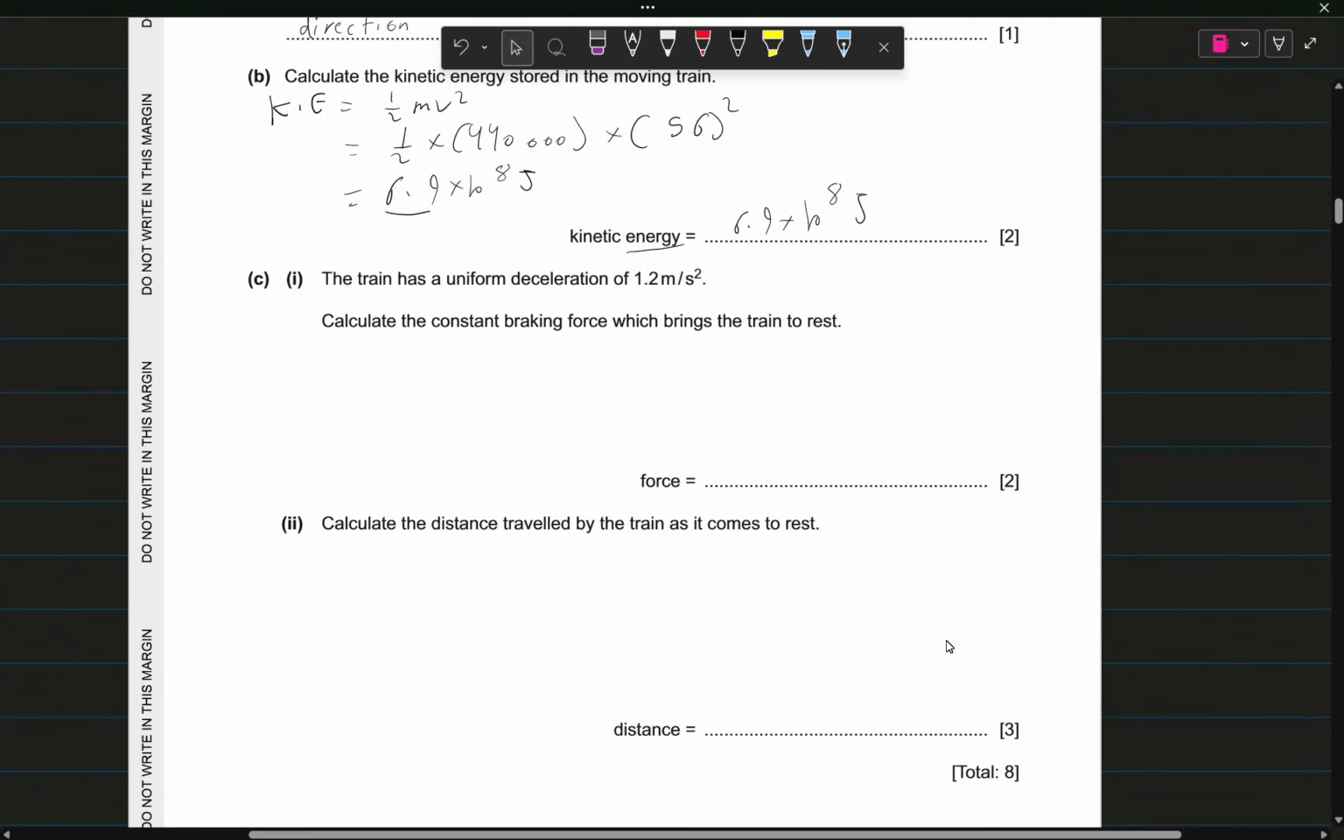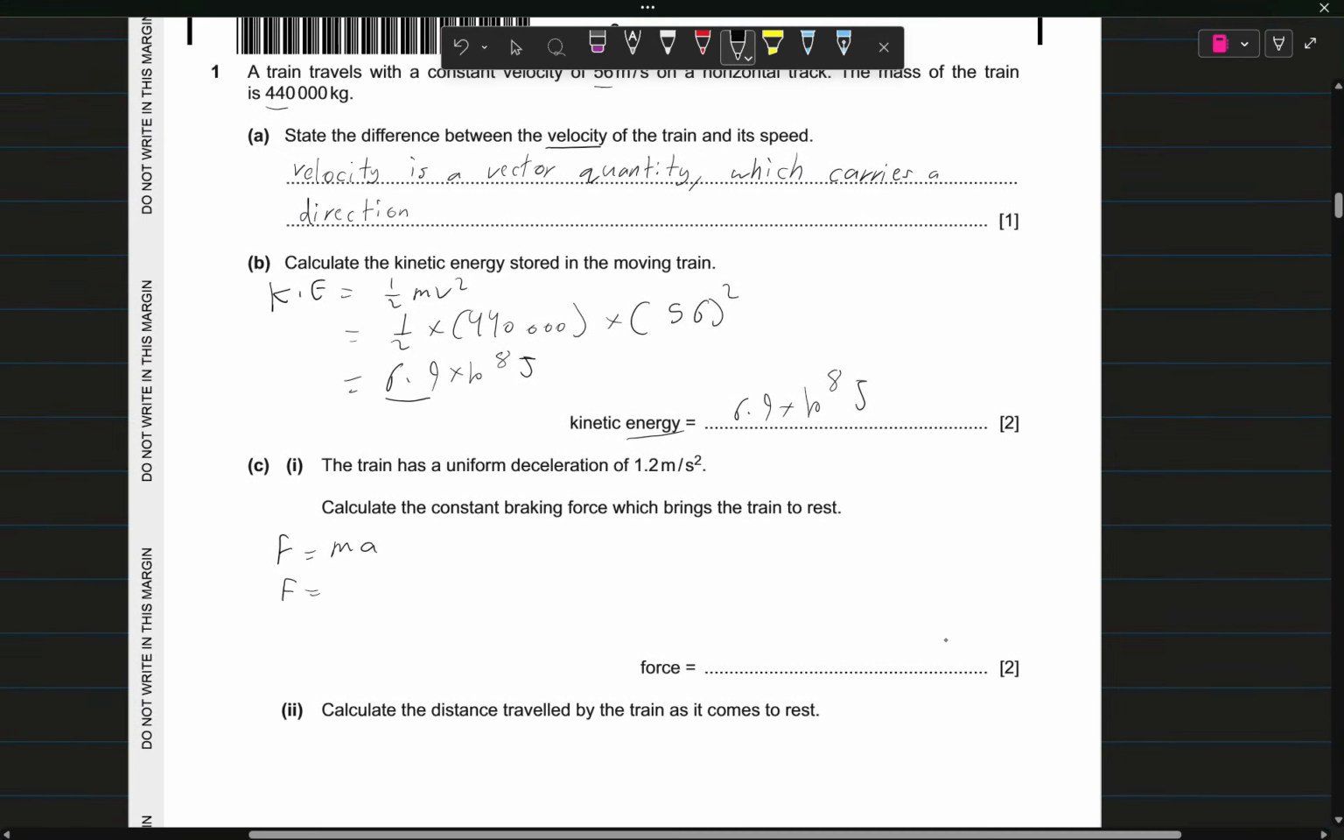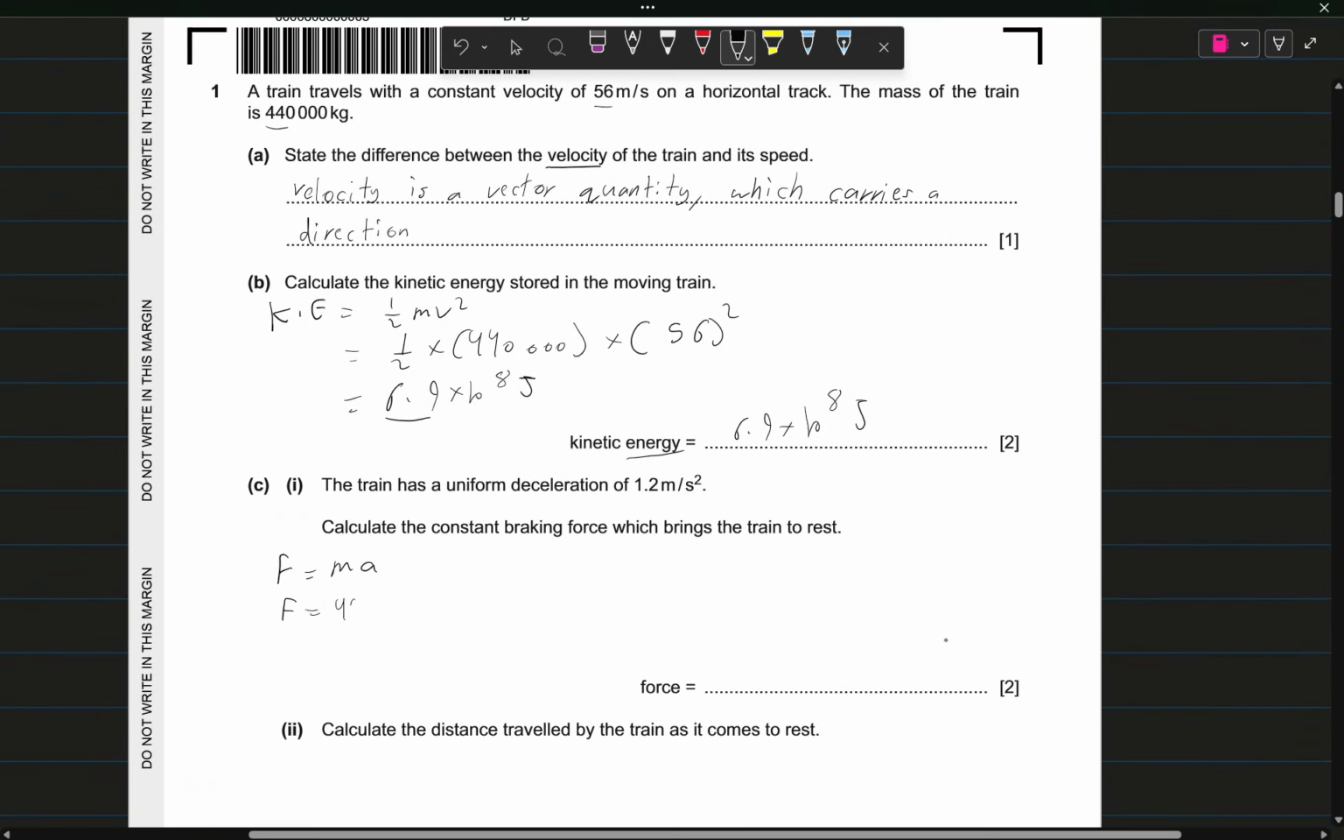Okay, moving on. The train has a uniform deceleration of 1.2 meters per second squared. Calculate the constant braking force which brings the train to rest. Okay, so here we need to use the infamous Newton's law, F equals ma, force equals mass times acceleration. So for the mass, we already know that the mass is 440,000 once again, and then you multiply that by the deceleration being 1.2.